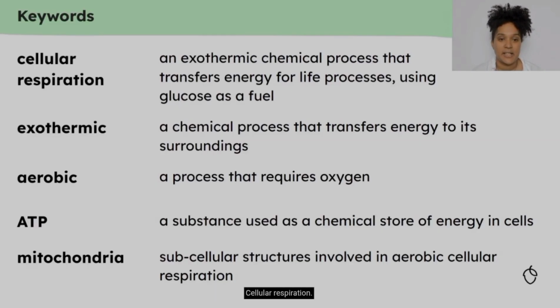Cellular respiration, an exothermic chemical process that transfers energy for life processes using glucose as a fuel. Exothermic, a chemical process that transfers energy to its surroundings. Aerobic, a process that requires oxygen. ATP, a substance used as a chemical store of energy in cells. And mitochondria, subcellular structures involved in aerobic cellular respiration.